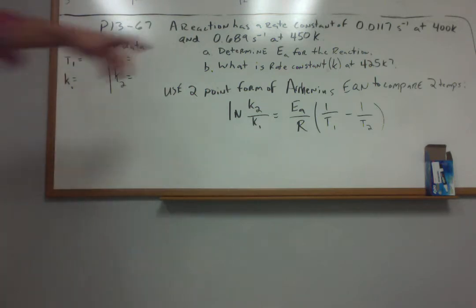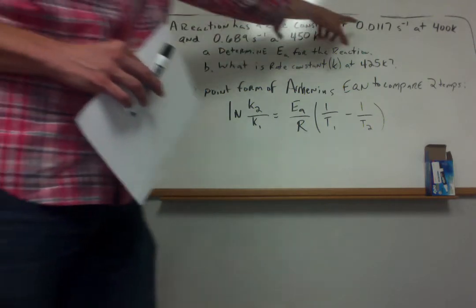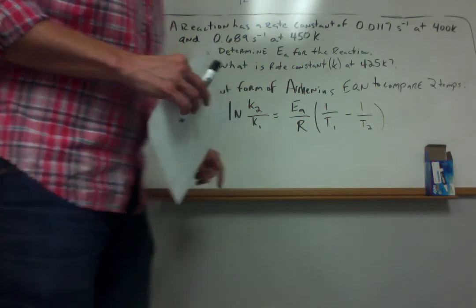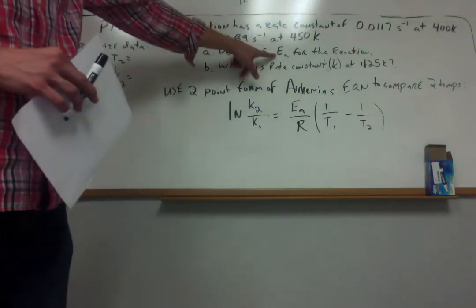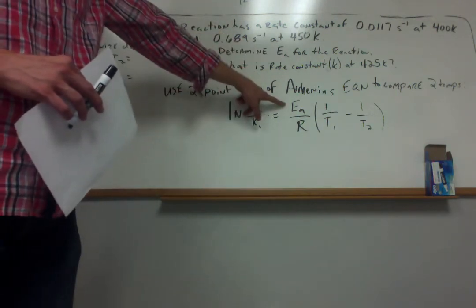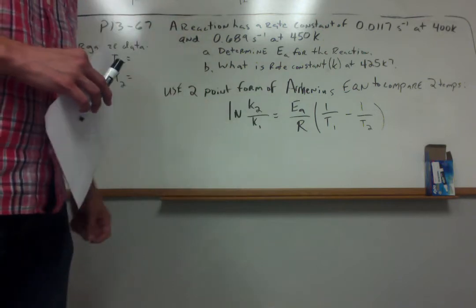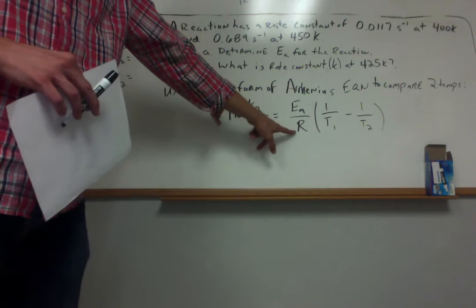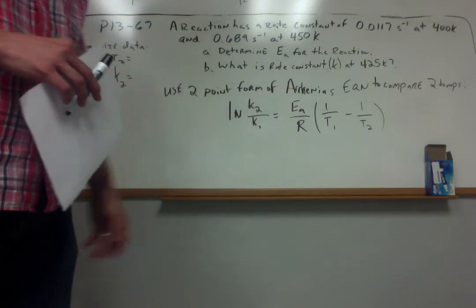Now, notice in the problem we're given two rate constants and two temperatures. So we have these variables, and we're asked to solve for the EA, the activation energy for the reaction. Fortunately, we can do this because R is just a constant equal to 8.3145. So we have all of the known variables.